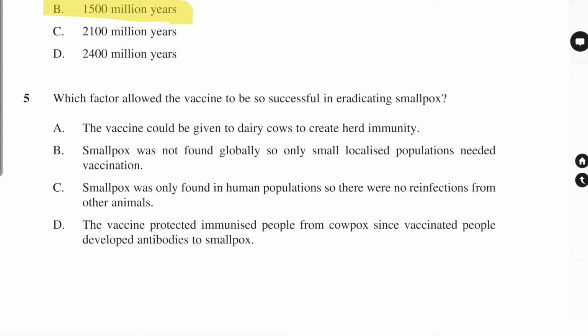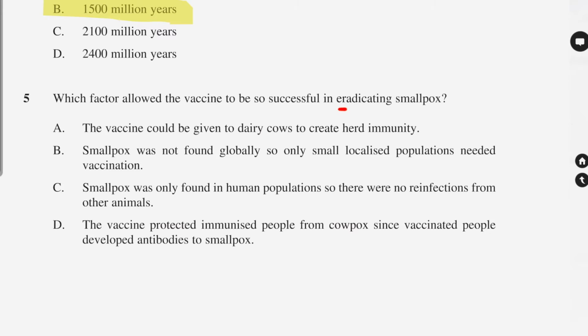Okay, let's move on to question 5. Now, we're talking here about a question that actually wasn't answered that well across the state. What seemingly looks like an easy question was actually quite misinterpreted by a lot of students, and it's quite easy to see how that is. So let's have a look at the question. What factor allowed the vaccine to be so successful in eradicating smallpox?